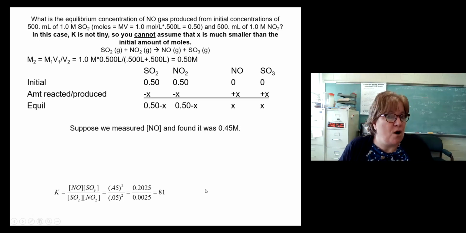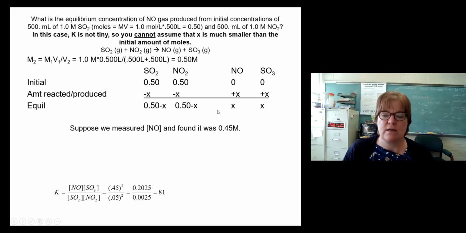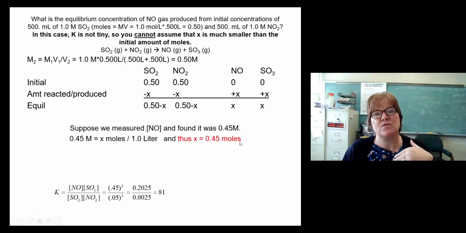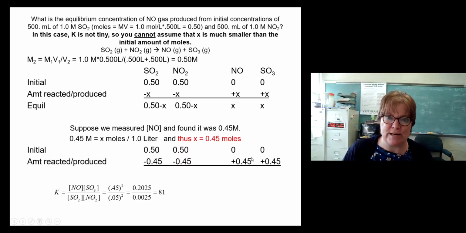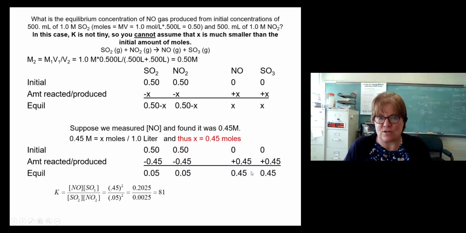Now, suppose we measured NO at equilibrium, and it was found to be 0.45 M. So the equilibrium of NO is 0.45 M. That tells me X, right? Since on my table it's X. So if X is 0.45 moles, I can now put X everywhere X is, and now I can actually calculate my equilibrium concentrations.